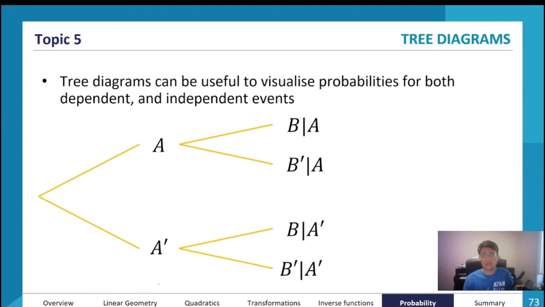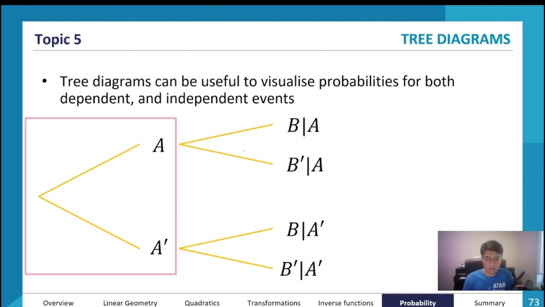Okay, the final way we can visualize probabilities is with tree diagrams. So you might have encountered this in your probability studies before. All we do is we draw out some branches, and first of all, we consider the first event, A, whether it happens or it doesn't happen. So we represent that by A and then A complement respectively. And then we can branch out from there based on whether B happens or not.